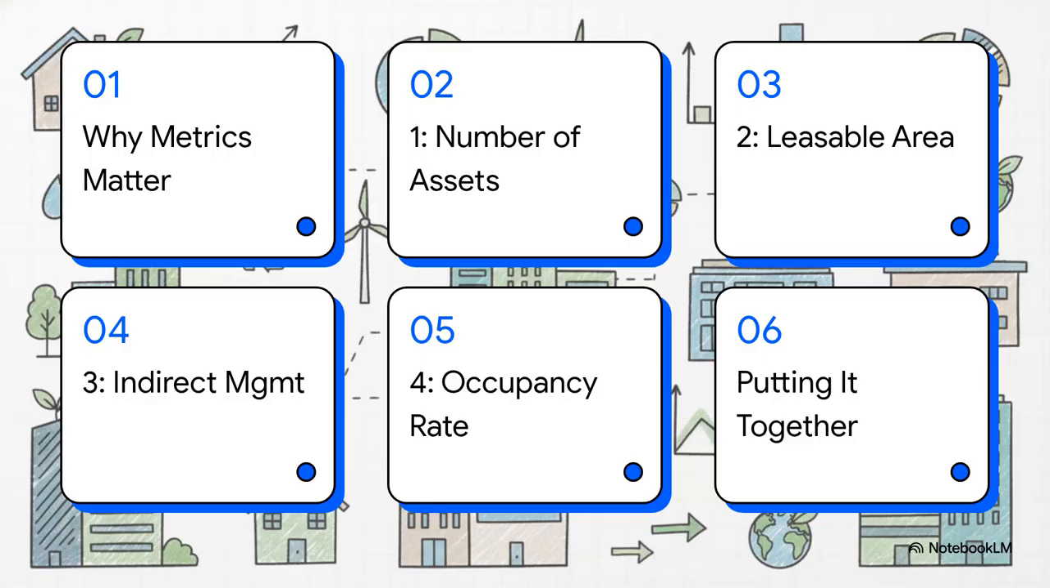1. Why activity metrics matter. 2. Metric 1. Number of assets. 3. Metric 2. Leasable floor area. 4. Metric 3. Indirect management. 5. Metric 4. Occupancy rate. And finally, 6. Putting it all together.